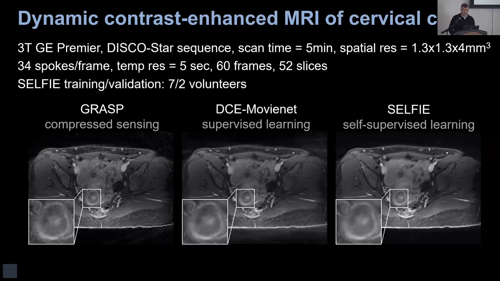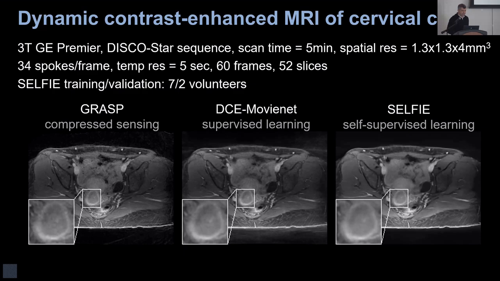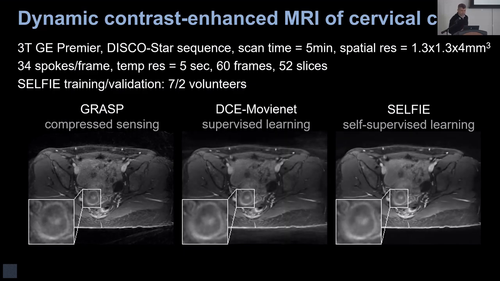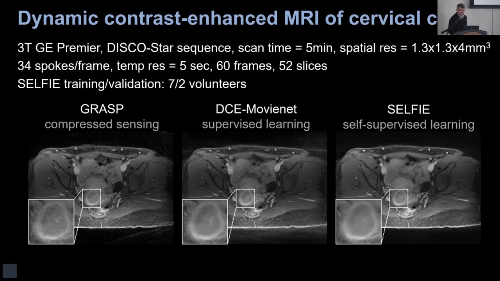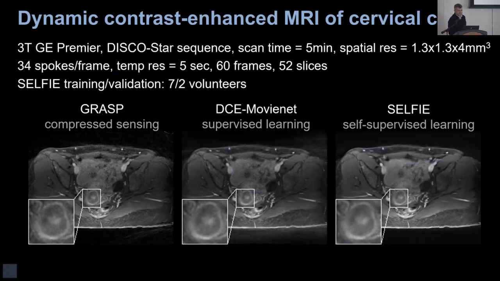So this is dynamic contrast enhanced MRI of cervical cancer. Temporal resolution 5 seconds, so 34 spokes per frame, 52 slices. We only used 7 volunteers in this case to train this network, 2 for validation. And so the network didn't see any patients for training, just volunteers. Anyway, we're showing a comparison between GRASP, which is a compressed sensing version, DCE MovieNet, which is supervised learning using GRASP as a reference for training, and then SELFIE to the right, which is just using the self-supervised approach that we discussed a few minutes ago.